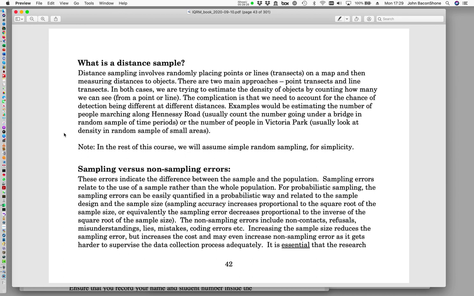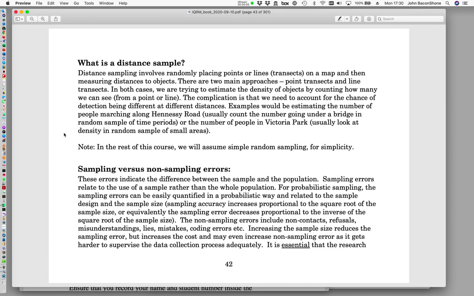Anyway, let's think about the sampling error first. If we have done a probability sample, it turns out that the sampling errors can be quantified in a probabilistic way, which we will see later on. We can show that if we know the sample design and the sample size, we can estimate the sampling error. The sampling accuracy increase is proportional, it turns out, to the square root of the sample size. Or if you want it the other way around, the sampling error decreases proportional to the inverse of the square root of the sample size.